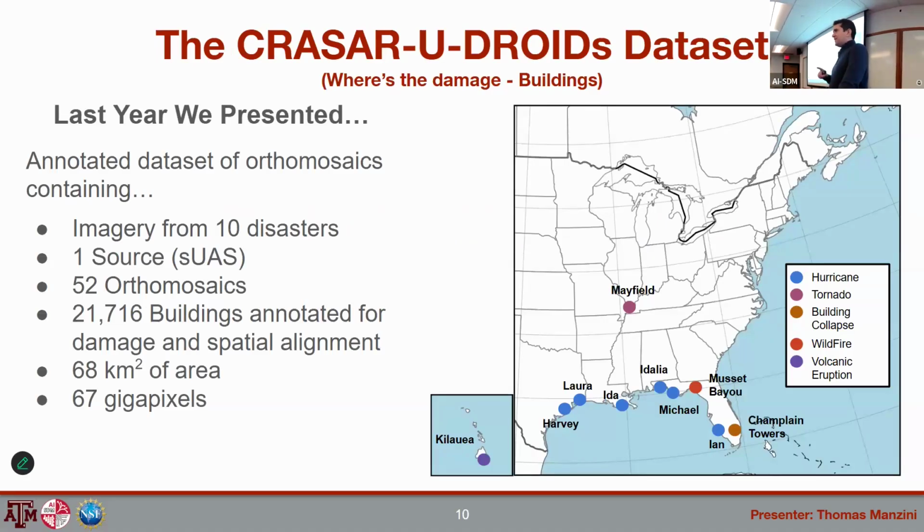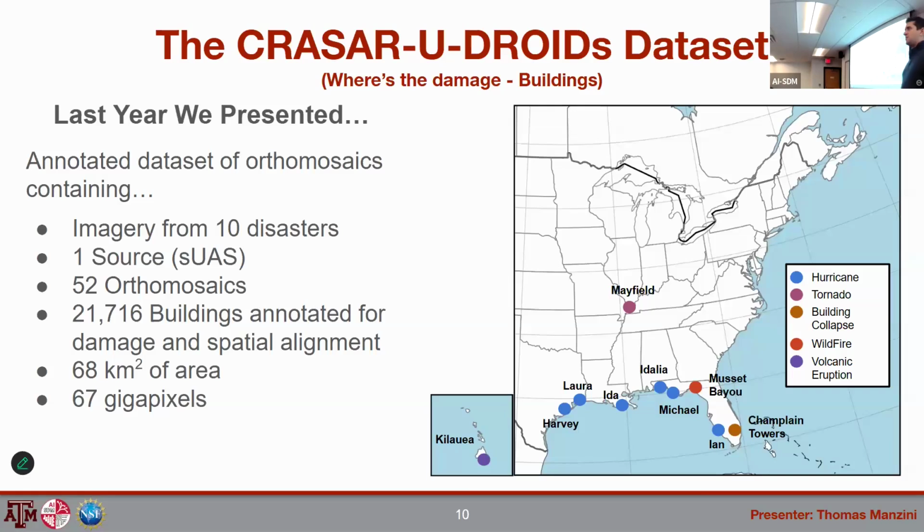For those of you who were here for my talk last year, we presented the CRASAR UDroids dataset. At the time, this was only uncrewed aerial imagery, these UAS drones that were flying at 10 major disasters. It was 52 orthomosaics, 21,000 and change building polygons. All of these buildings were labeled for their damage classes and were also labeled for spatial alignment, a registration problem that happens in the imagery. We're going to be talking more on that later. It's 68 square kilometers and 67 gigapixels. So these are really high resolution images. On average, we're in that 3 centimeters per pixel ground sampling distance range.